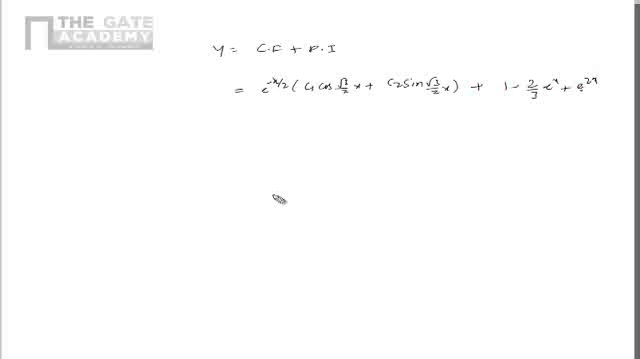The complete solution for this problem is y equal to the complementary function plus the particular integral. That comes out to be e power minus x by 2, c1 cos root 3 by 2 x plus c2 sin root 3 by 2 x, plus the particular integral which we got, 1 minus 2 by 3 e power x plus e power 2x by 7. So this is the complete solution.